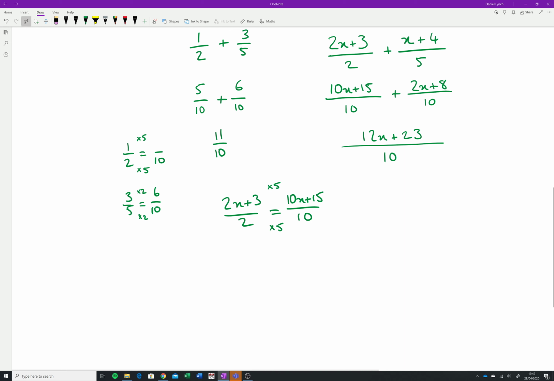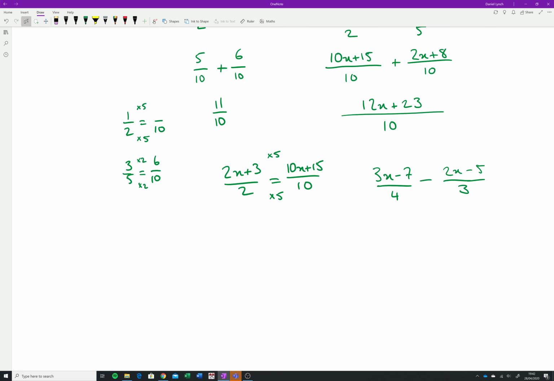Let's take some negatives. So we'll say 3x minus 7, this time over 4. Let's do minus, because there's a little subtlety when it comes to minuses. We'll put this guy over 3 and we'll just say 2x minus 5. We'll make this as tricky as we can make it. So first thing you have to decide is, what is the common denominator? Hopefully you can see that the common denominator should be 12 for both things. That's the smallest number that they both divide into.